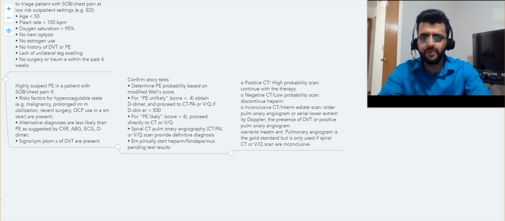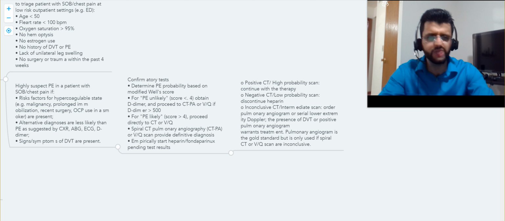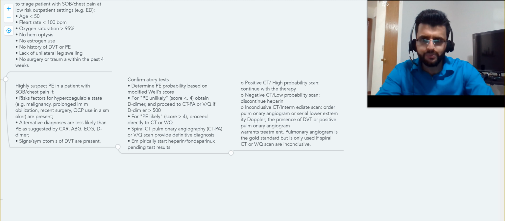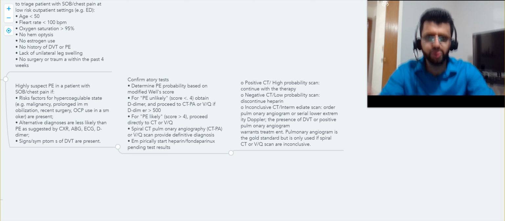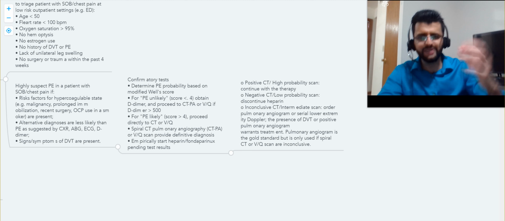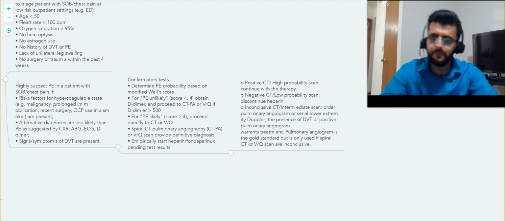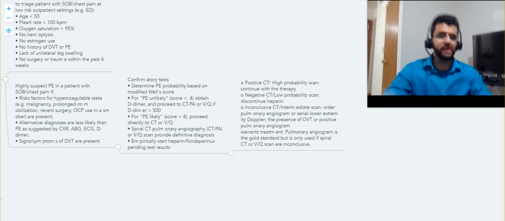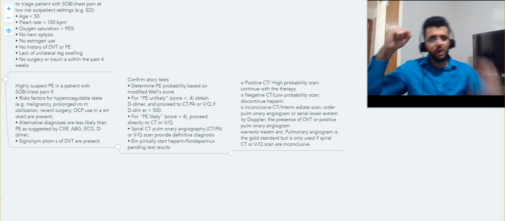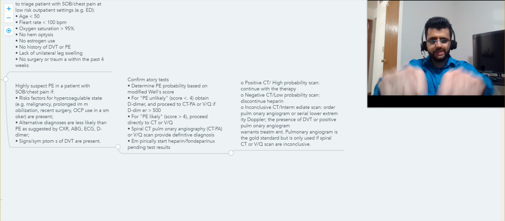If the PE is likely, then we go to CT angio immediately, or VQ if there is renal failure. Spiral CT pulmonary angiography or VQ provides a definite diagnosis and has very high specificity. After you confirm it, what do you do? We start anticoagulation immediately. If you have high probability with a positive CT, you anticoagulate.